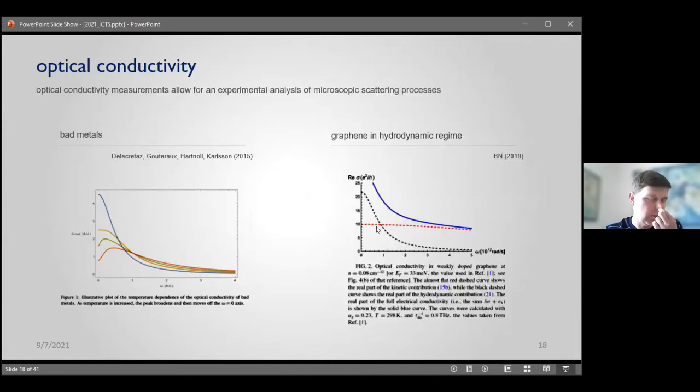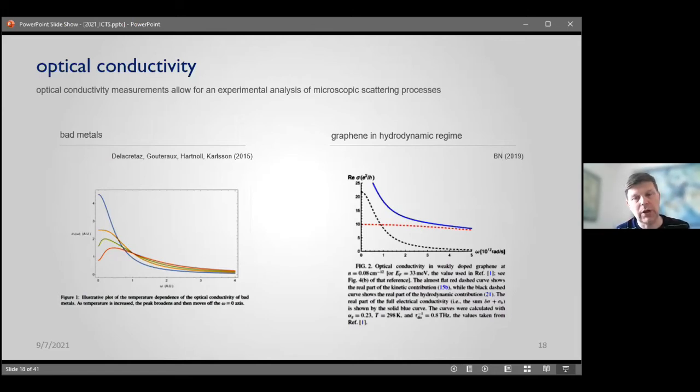Now, as a side remark, I want to point out that very similar assumptions of the optical conductivity were used in theoretical conjectures about the behavior of the so-called bad metals, which are strongly correlated electronic systems where individual quasi-particles don't practically exist, and therefore a standard kinetic approach is not valid anymore.